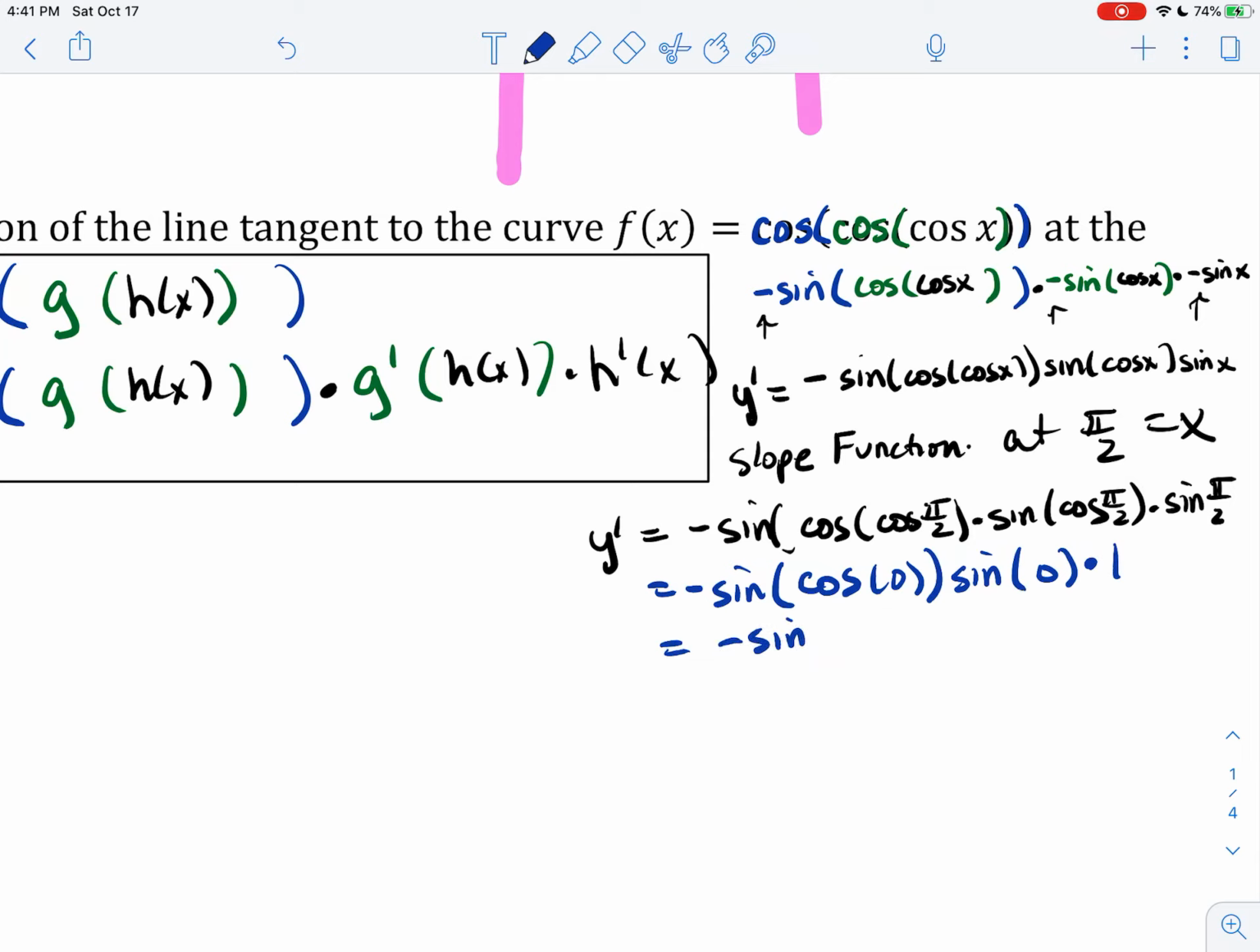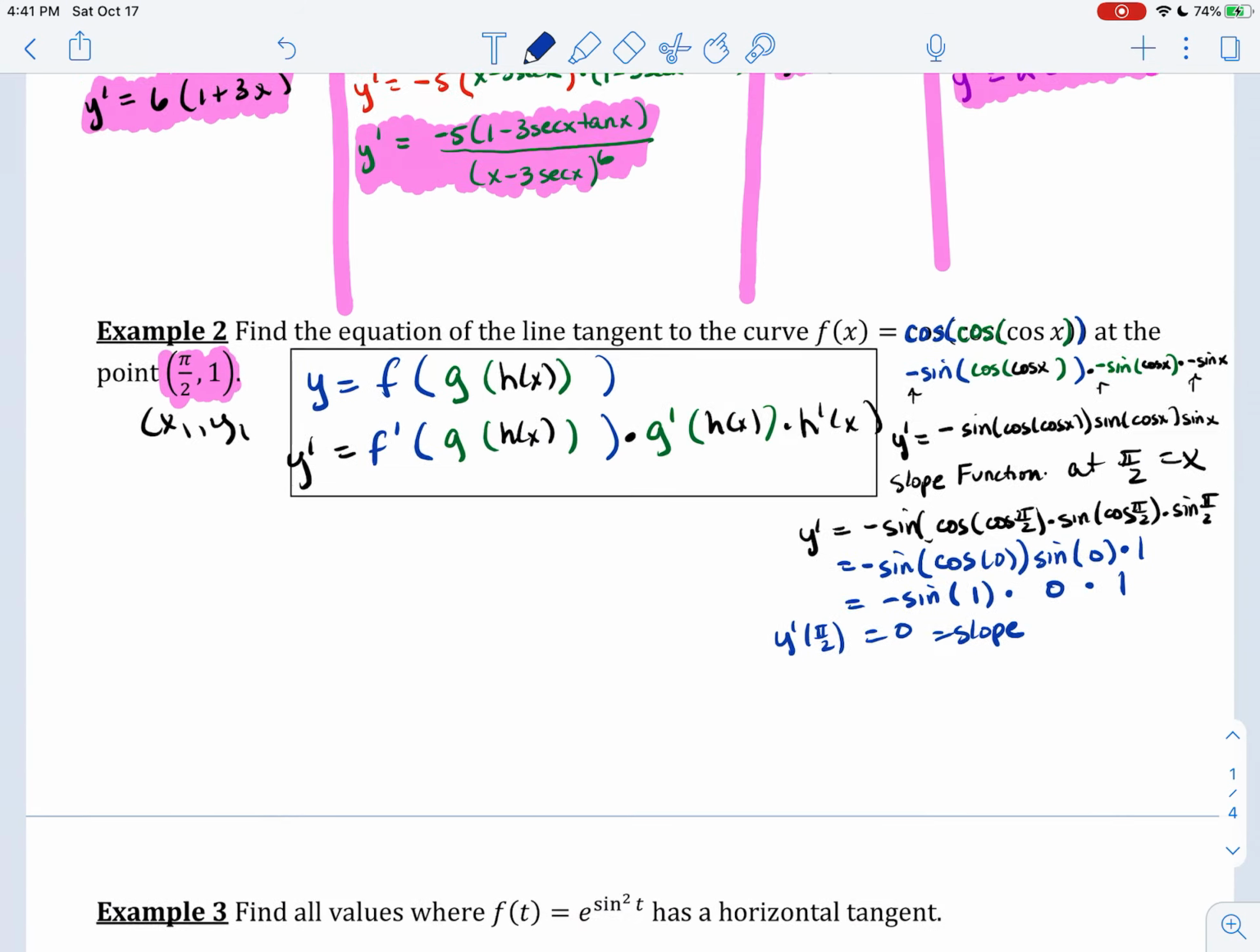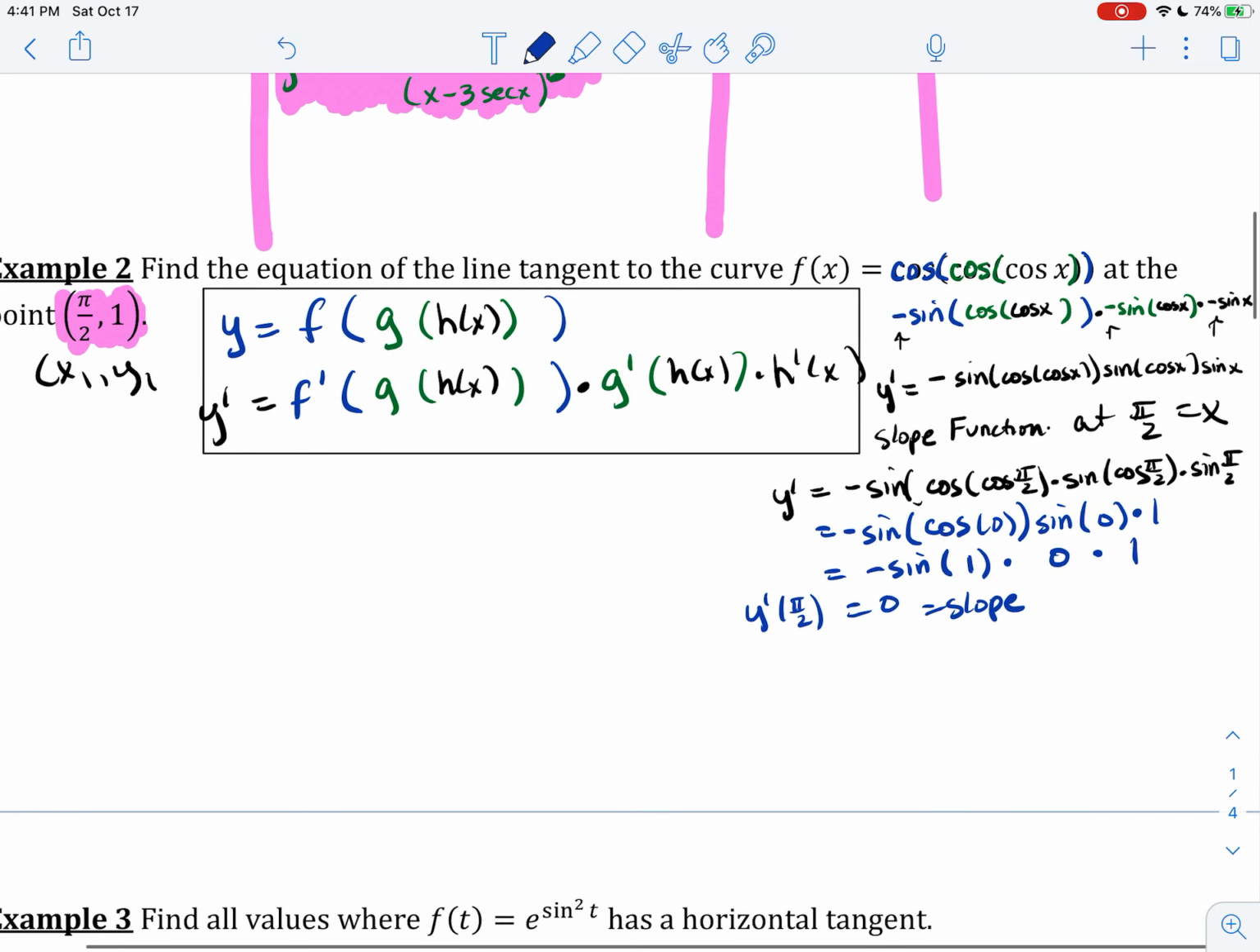Minus sine, cosine of 0 is 1, sine of 0 is 0, and anything times 0 is going to be 0. So my y prime evaluated at pi over 2 is going to be 0, and that is going to be my slope. So I have a horizontal tangent there, right?